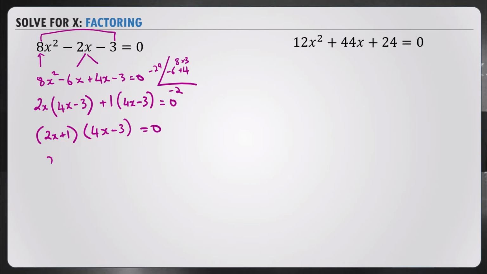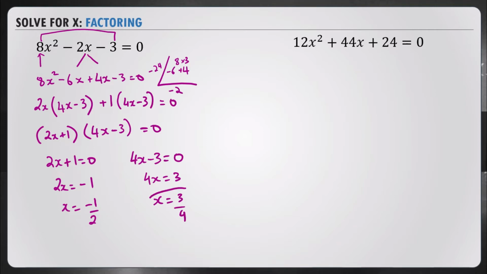Using the multiplicative property of 0, 2x plus 1 should be equal to 0, and 4x minus 3 should be equal to 0. So 2x will be equal to negative 1, and x is negative 1 over 2, and 4x is equal to 3, and x will be equal to 3 over 4. You have your two solutions.